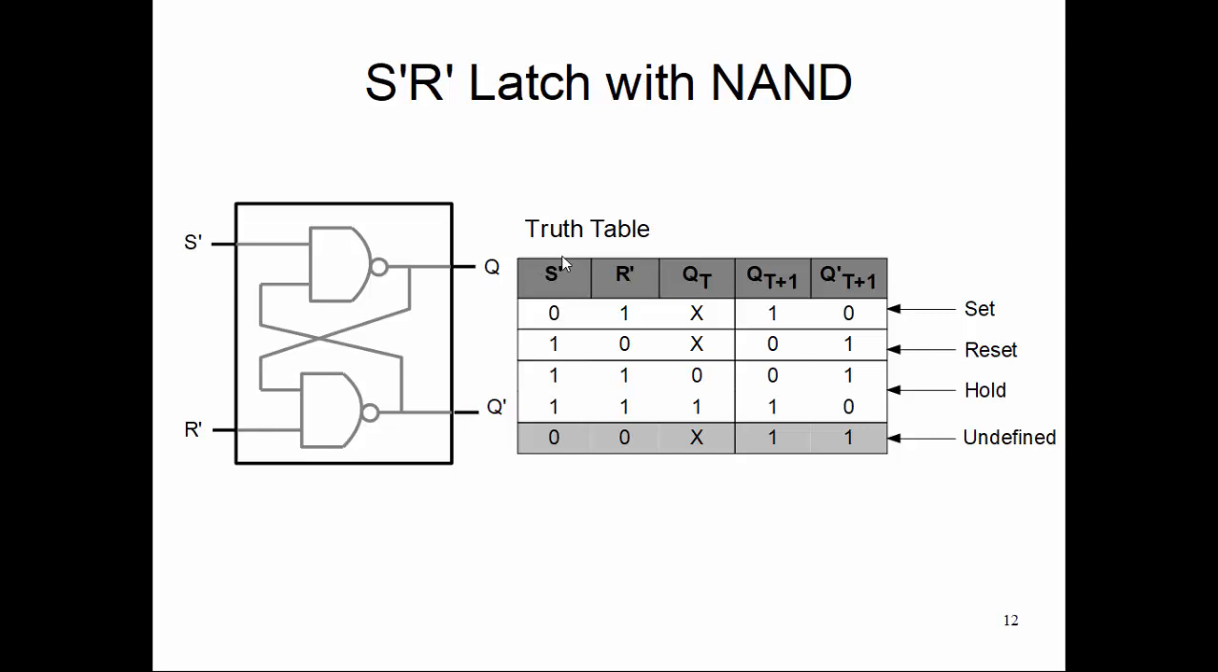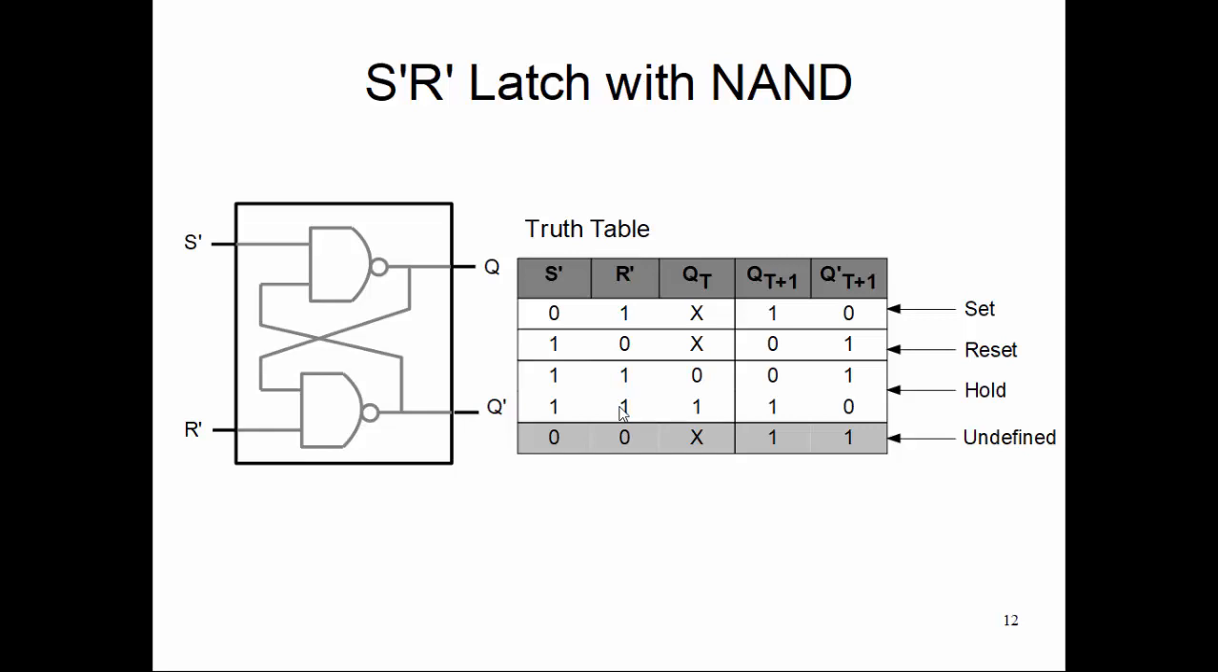For S bar R bar, set condition is S bar is 0, R bar 1, and reset condition is S bar 1, R bar 0. Okay, and then hold condition is 1 1, and the undefined condition is 0 0. Of course it will push both the terminals of that circuit to 1 1, but as soon as you go to a hold, it becomes a reset condition for this gate. So this is an S bar R bar latch using NAND.